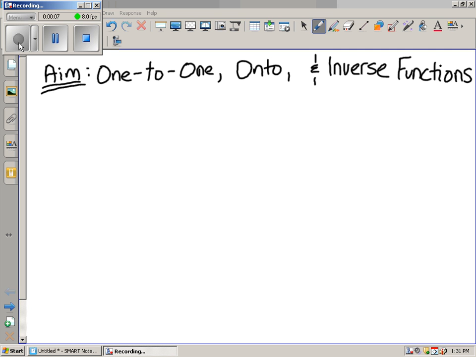Today's discussion is about one-to-one functions, onto functions, and inverse functions. One-to-one functions, this concept right here on a level of hardness is a 1. This concept right here on a level of hardness is also a 1. And this concept right here on a level of hardness is like a 9.